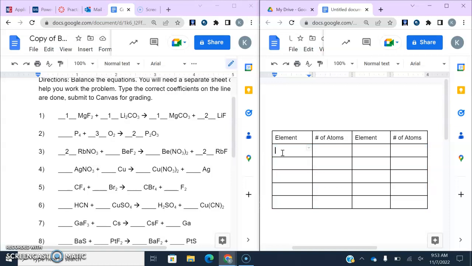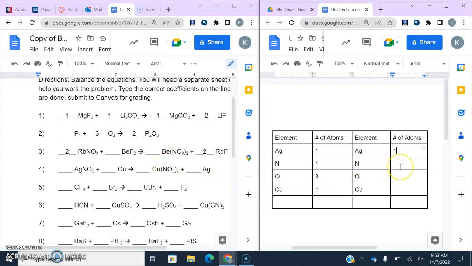All right, let's do the next one really quick. We've got silver, nitrogen, oxygen, and copper. And of course, we'll have all those on the right-hand side as well. All right, so let's look. We've got 1 silver, 1 nitrogen, 3 oxygen, 1 copper. On the right-hand side, we've got 1 copper, because again, the copper is outside the parentheses. So this subscript with the 2 is only going to apply to the nitrogen and the oxygen.